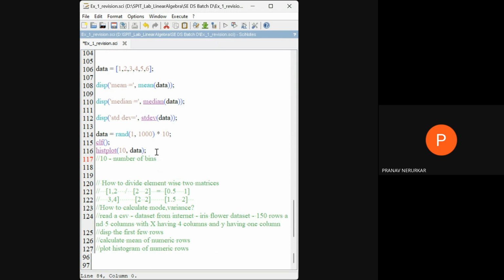Especially when data is numeric, for such kind of questions, we plot histogram for describing the numeric data. Histogram tells us does the data follow normal distribution or not.